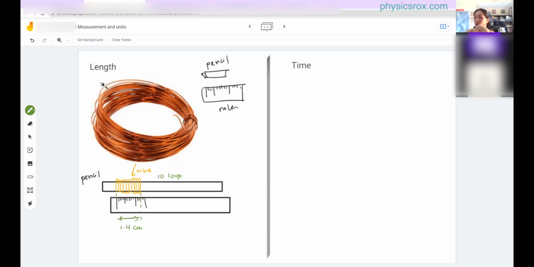But the 10 loops is 1.4 cm. If I put 10 loops at 1.4 cm, how come my diameter of the wire is 1.4 cm also? Do you understand my question? My question now is, how do I write this? Can you give me the diameter of the wire? Where's my mouse? You understand my question?